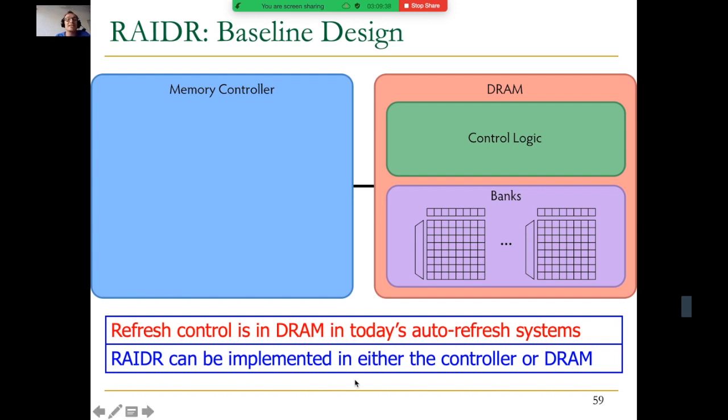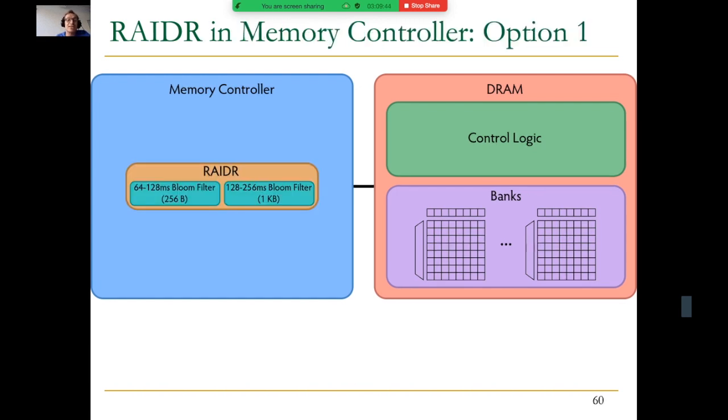Radar can be implemented whenever you design an idea. Whenever you have an idea, you should think about different implementations of the idea. You could do it inside the controller or inside the DRAM. Let's take a look at how it's done in the controller. Basically, this is option 1.